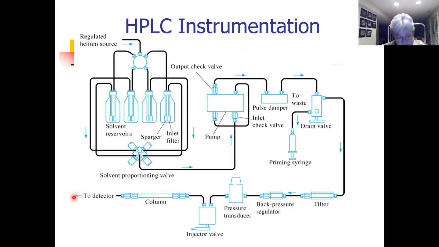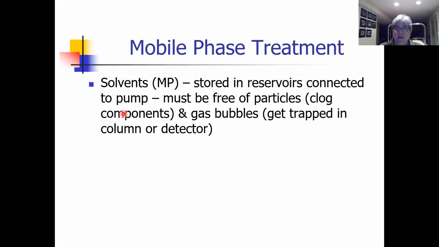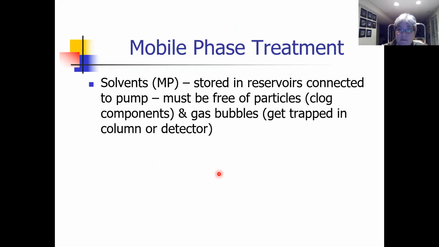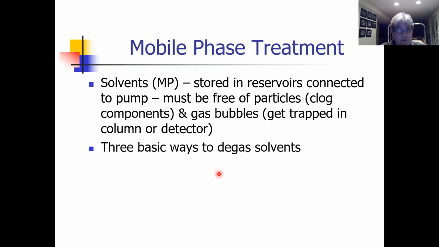The first thing that we see is these different solvent reservoirs. I already said that this solvent has to be free of particles and gas bubbles. The particles can clog up the column, and the gas bubbles can get trapped in the detector. So usually we keep these in reservoirs, often just glass bottles. But one thing we always have to do before an experiment is get rid of any gases and any particles that are in those solvents.